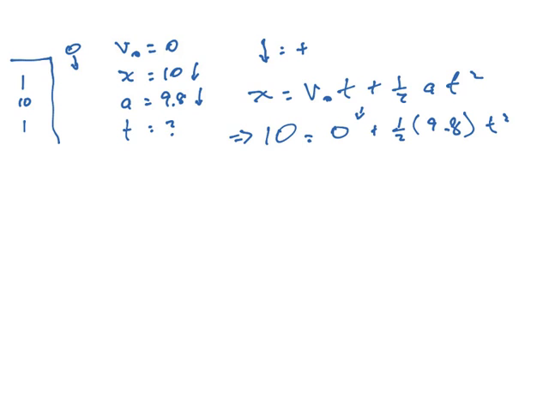By the way, notice I didn't write the t here. That's because it's already 0. 0 times anything is 0, so there's no point in writing it.